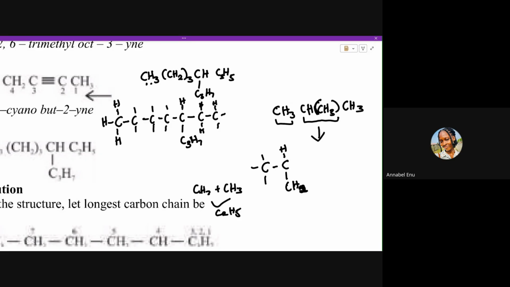So I've now written out this whole structure that was looking complicated at the beginning. Now, if we are to name this, what is the longest carbon chain? Yes, I want someone to tell us.